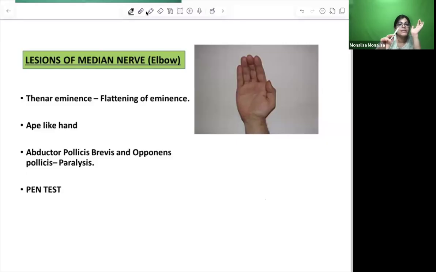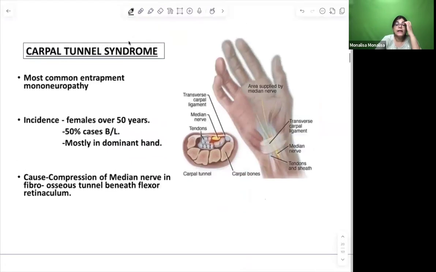Why? Adductor pollicis is supplied by which nerve? Ulnar nerve. So the patient will have adduction of the thumb and there will be flattening of this area, and this condition is called ape thumb deformity. Very good.